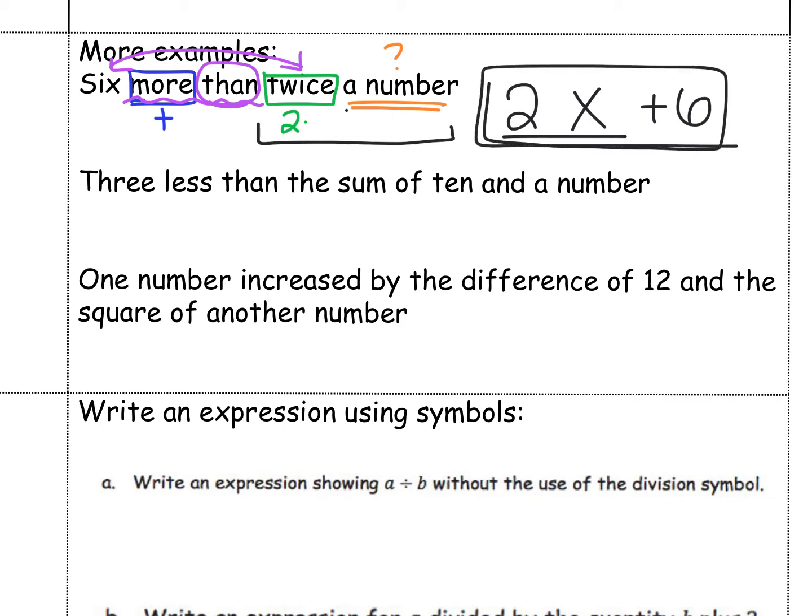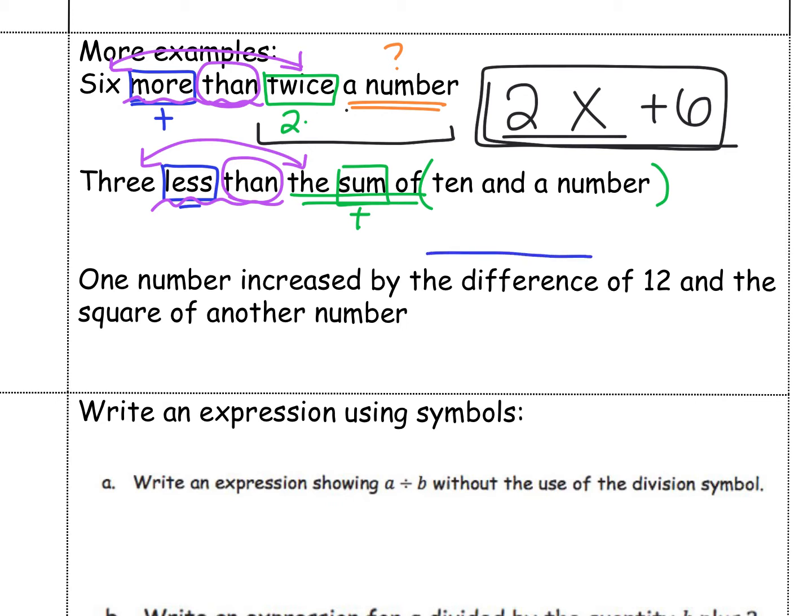Our next one reads "3 less than the sum of 10 and a number." We also once again have that word "than," which turns the problem around. So 3 less than, the sum of, tells us parentheses around everything else: 10 and a number. So this one gets pretty complicated. It starts with 3 less than, so I know it's going to be something minus that 3.